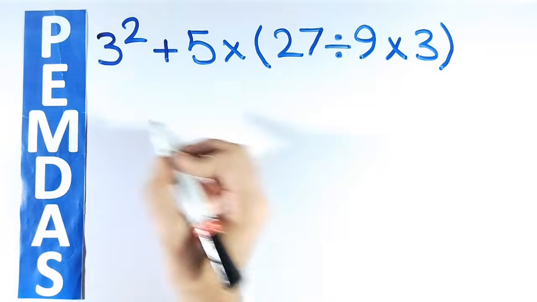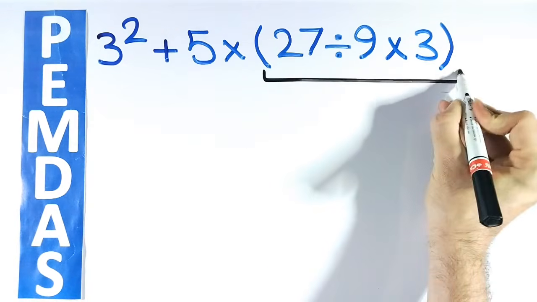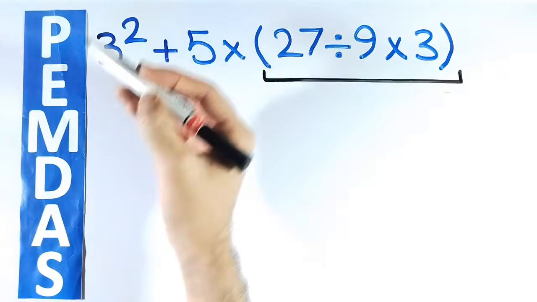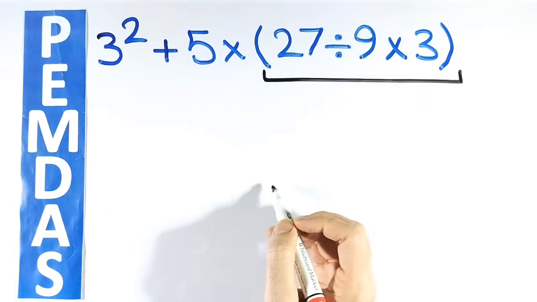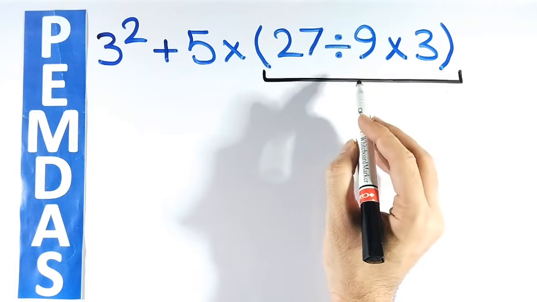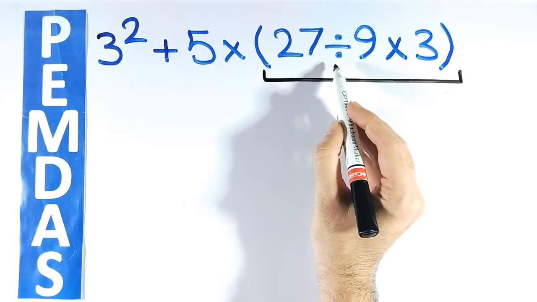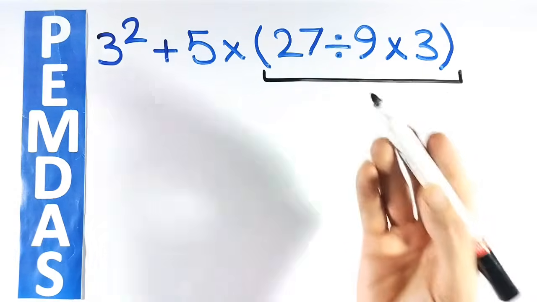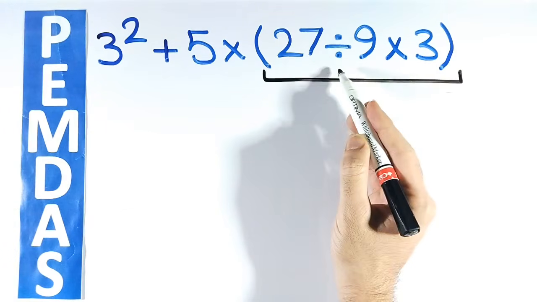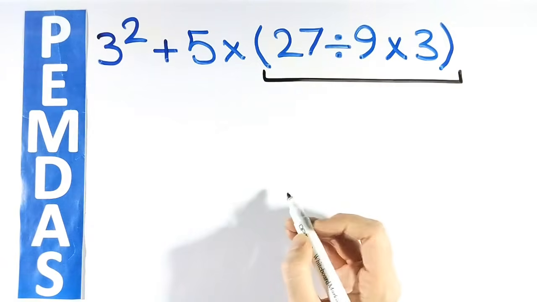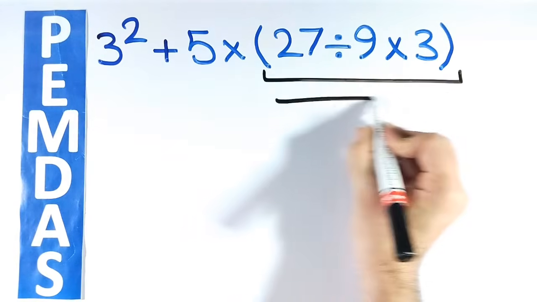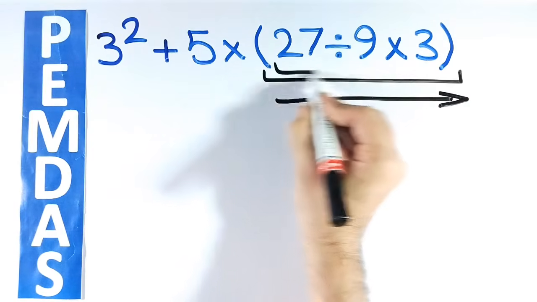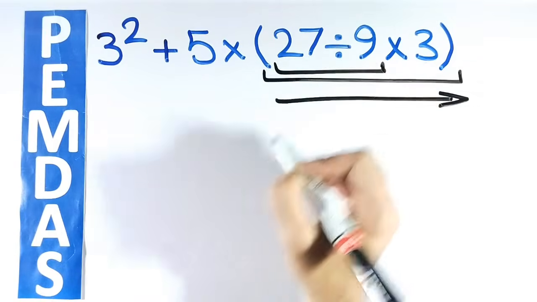According to the PEMDAS rule, first you go for the expression inside the parentheses, because P or parentheses have the highest priority than the other operations. And inside the parentheses, first we have a division sign and then a multiplication sign. It's very important to remember that multiplication and division are at the same level of precedence, and we must perform these two operations from left to right. So, first we go for the division between 27 and 9.